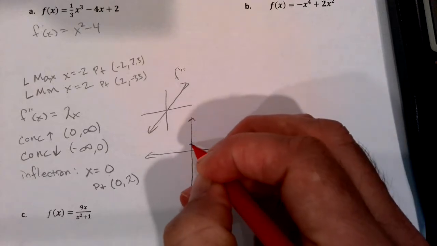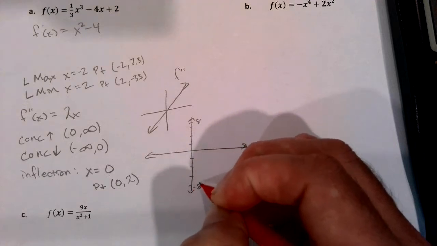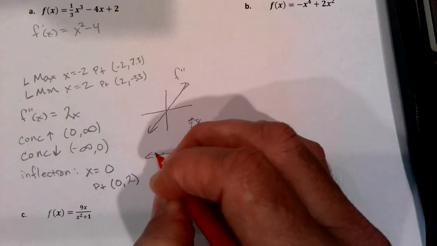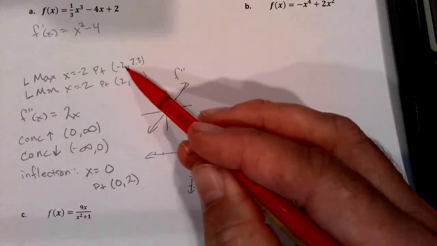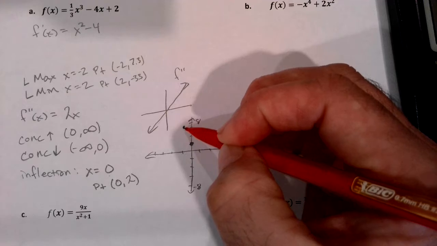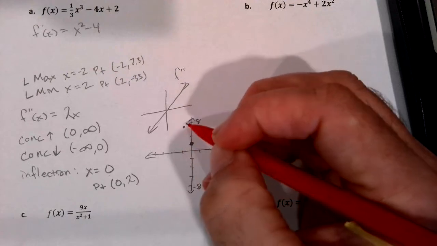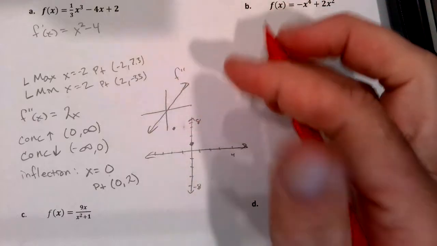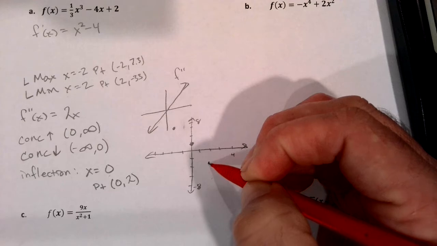If I make a graph, I can plot (0, 2). I can plot (-2, 7.3). And I can plot 2. Whoops, sorry, that point should be back here. Sorry about that. And we could plot (2, -3.3). So something like about like this.